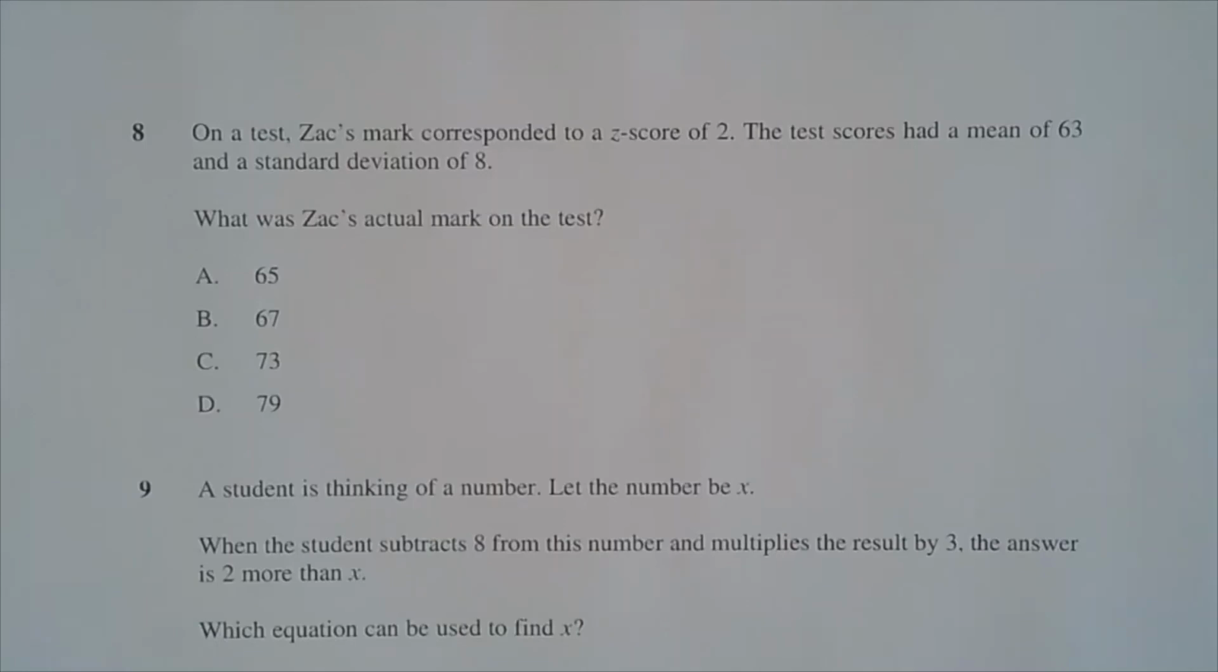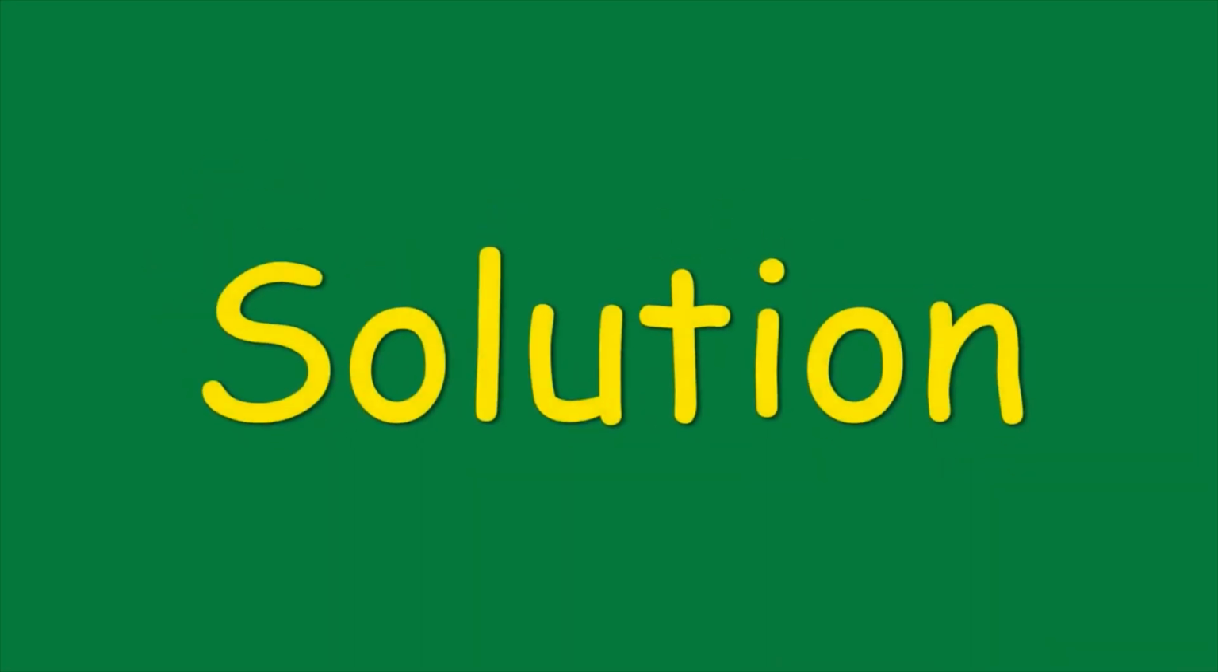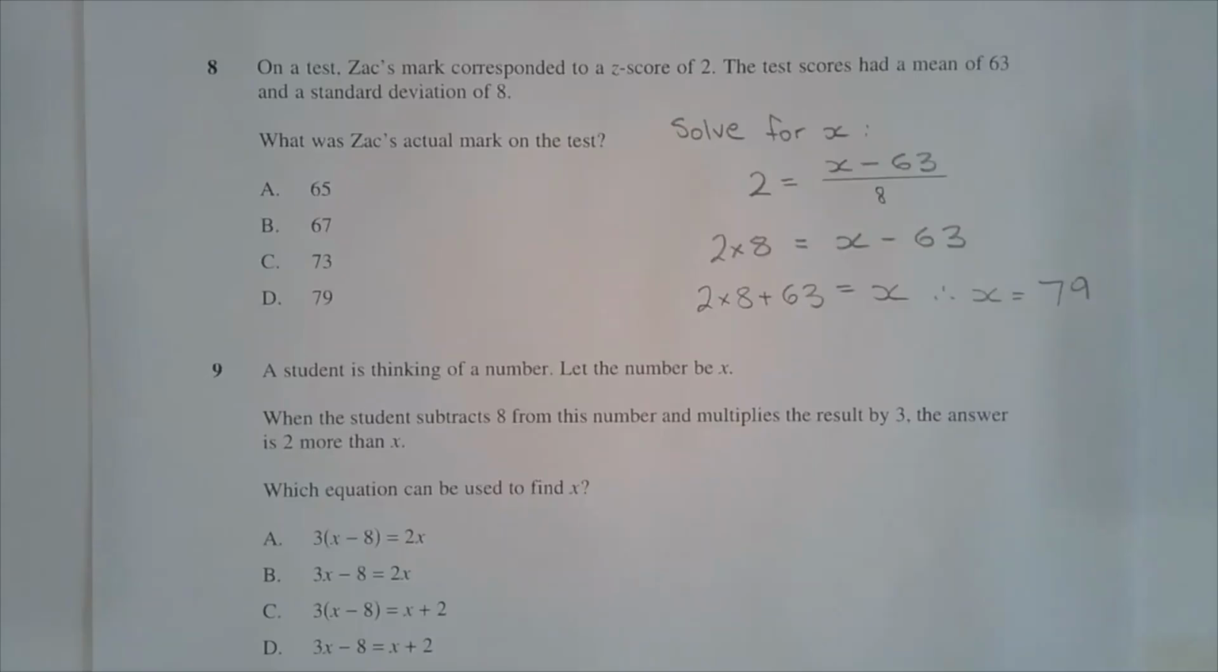Question 8. On a test, Zach's mark corresponded to a Z-score of 2. The test scores had a mean of 63 and a standard deviation of 8. What was Zach's actual mark on the test? Let Zach's actual mark be X. Using the Z-score formula, solve for X.